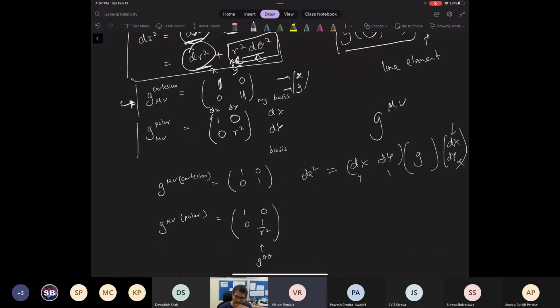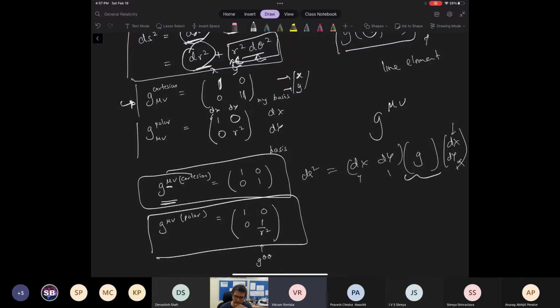Now when I take the inverse of g, when I take the inverse of this matrix, I will write it like this. Again, I'm thinking about this in the same basis, the same ordering of the basis, but now I'm thinking about the inverse matrix, which I'll denote with g upper mu nu as 1, 0, 0, 1, and the inverse of g mu nu in polar coordinates is 1, 0, 0, 1 by r square. So in particular, if I want to pick out this entry, this 1 by r square, I will denote this as g theta theta. This is the theta theta entry of this matrix.